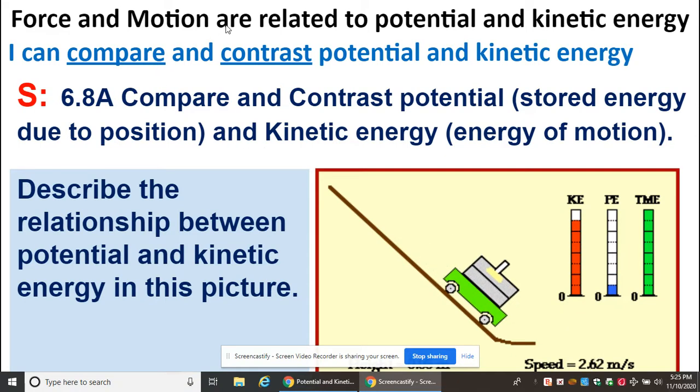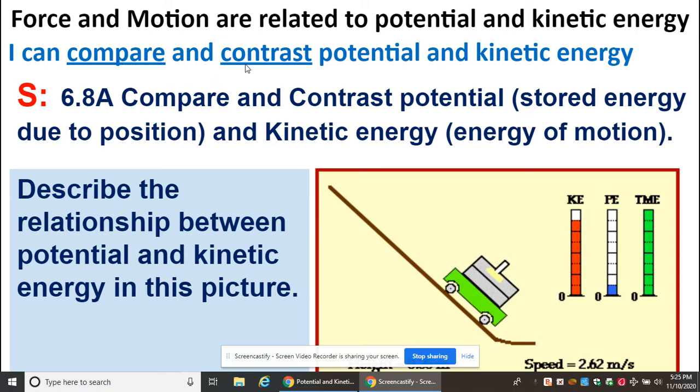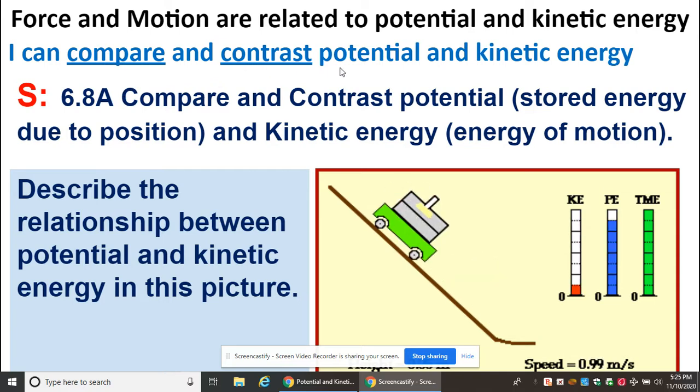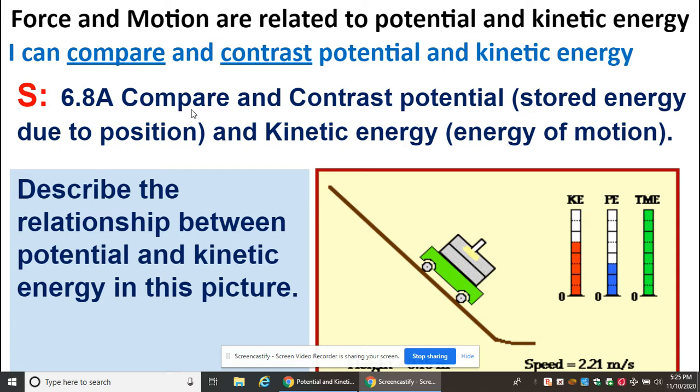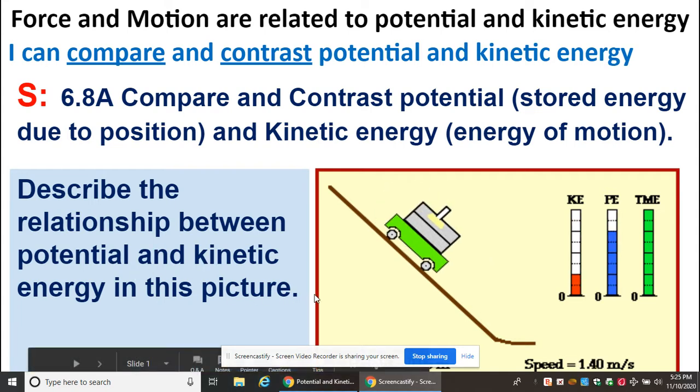Force and motion are related to potential and kinetic energy. I can compare and contrast potential and kinetic energy. Starter: compare and contrast potential, stored energy due to position, and kinetic energy, energy of motion. Describe the relationship between potential and kinetic energy in this picture.